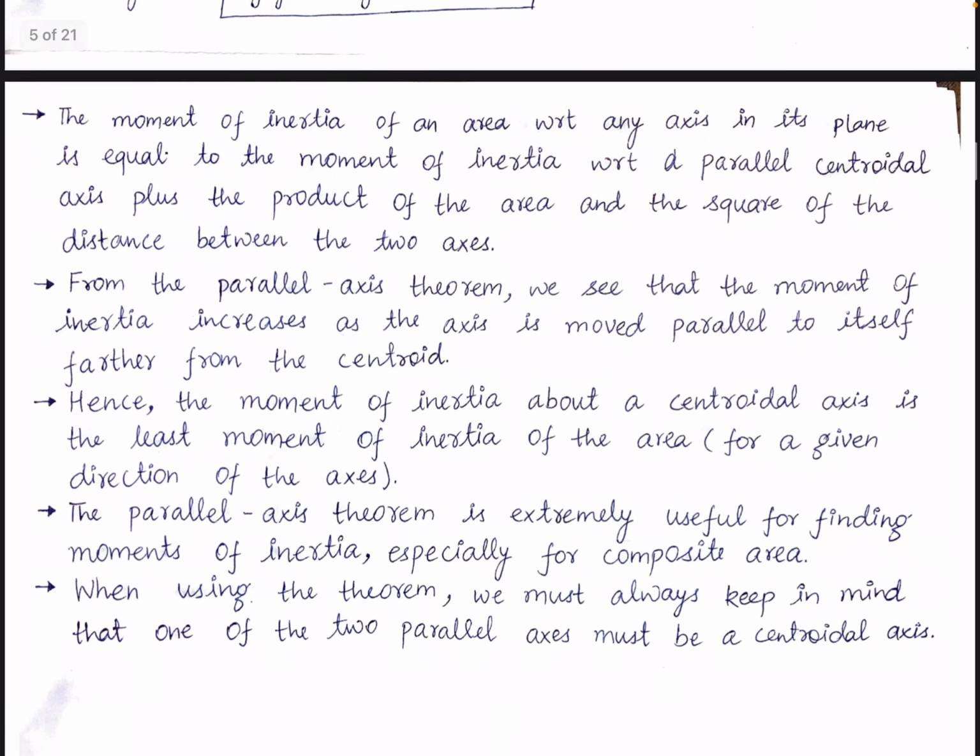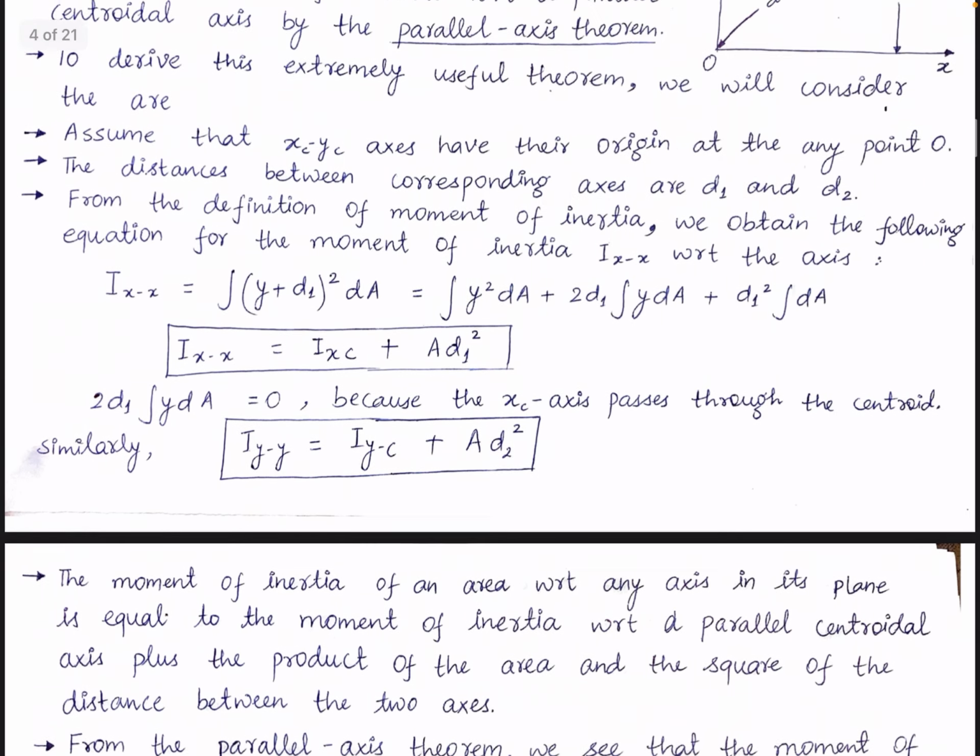Now these are a few points which I would like to share with you. The moment of inertia of an area with respect to any axis in its plane is equal to the moment of inertia with respect to a parallel centroidal axis plus the product of the area and the square of the distance between the two axes. So this I have already told. From the parallel axis theorem, we see that the moment of inertia increases as the axis is moved parallel to itself farther from the centroid. So we are adding this term.